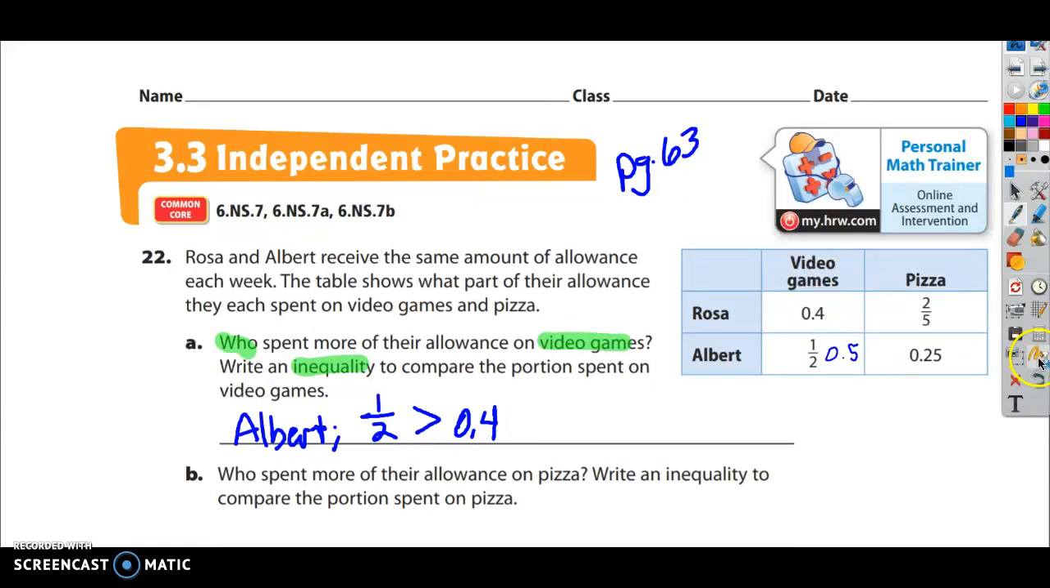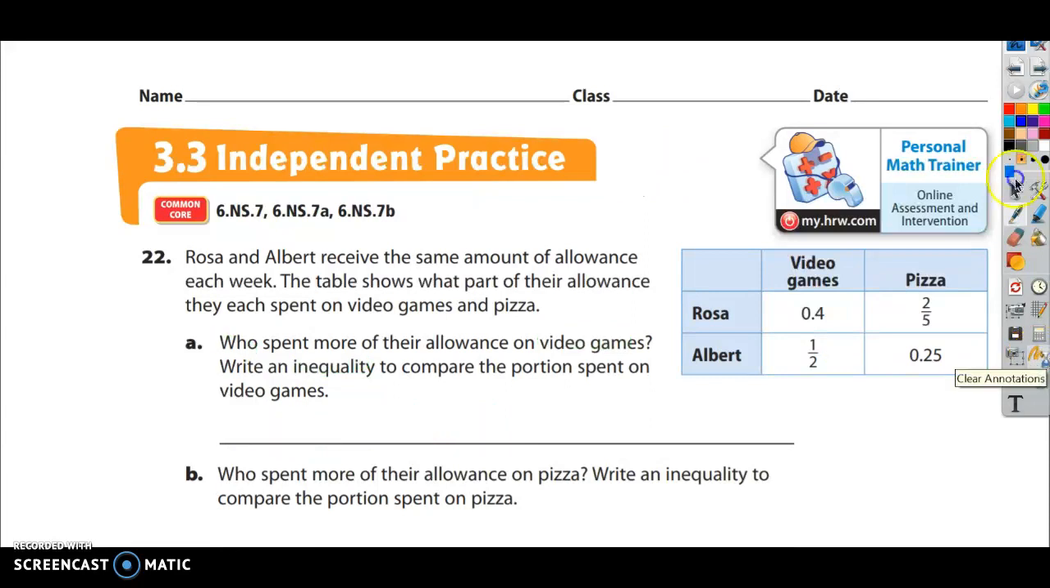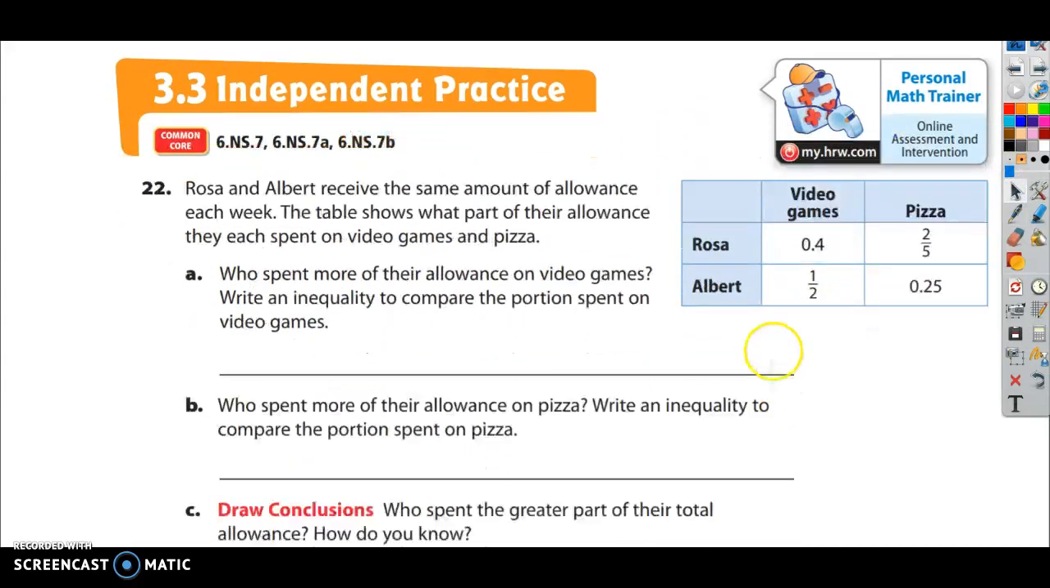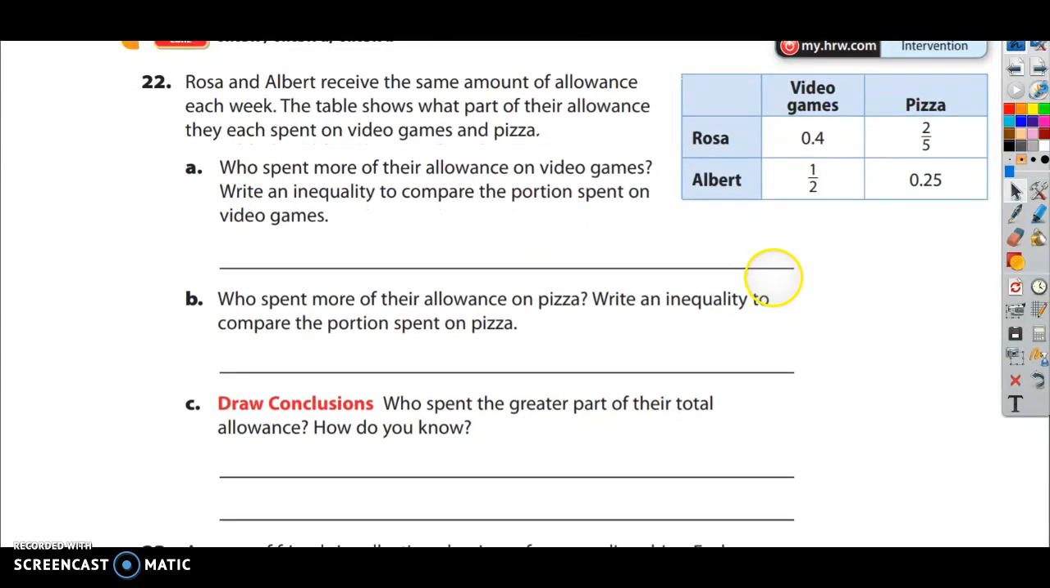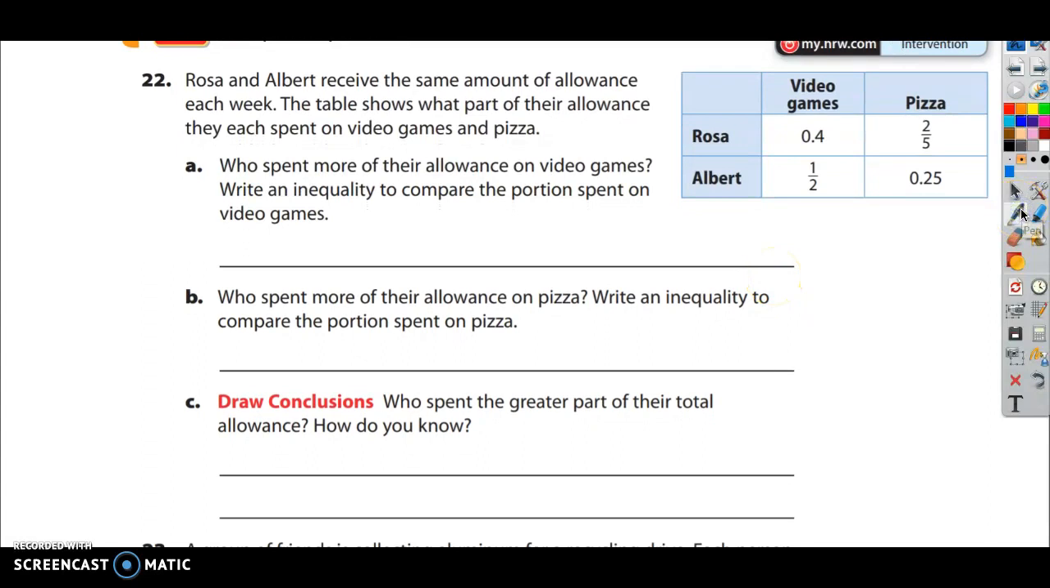Alright, I need to scroll up a little bit so we can see the rest of the question. I can rewrite that for A here. There, now we can see it all. So we've got Albert because 1/2 is greater than 0.4.